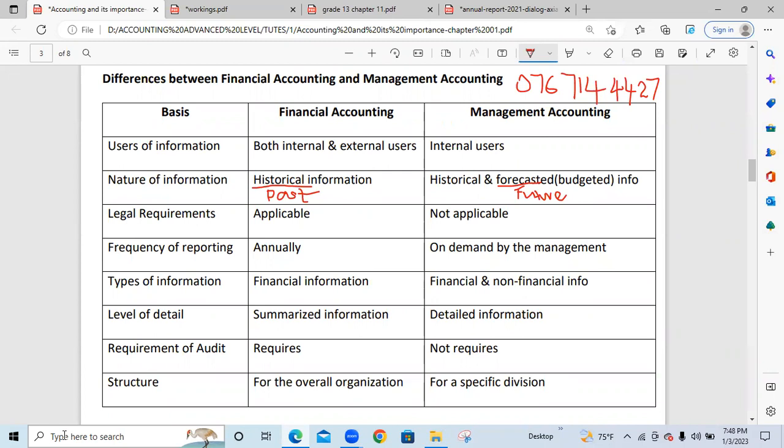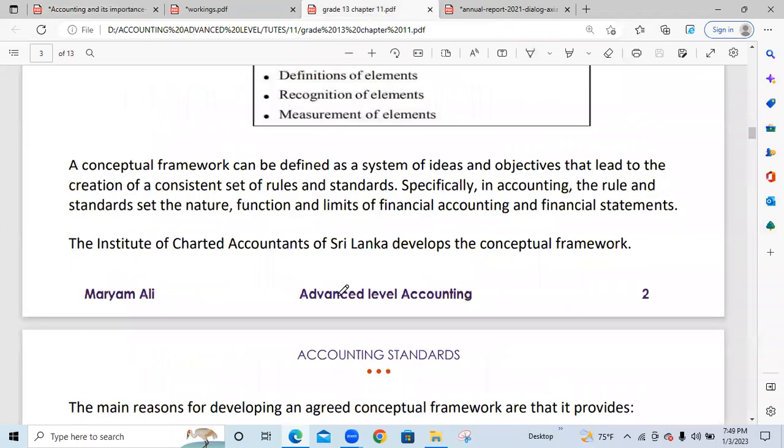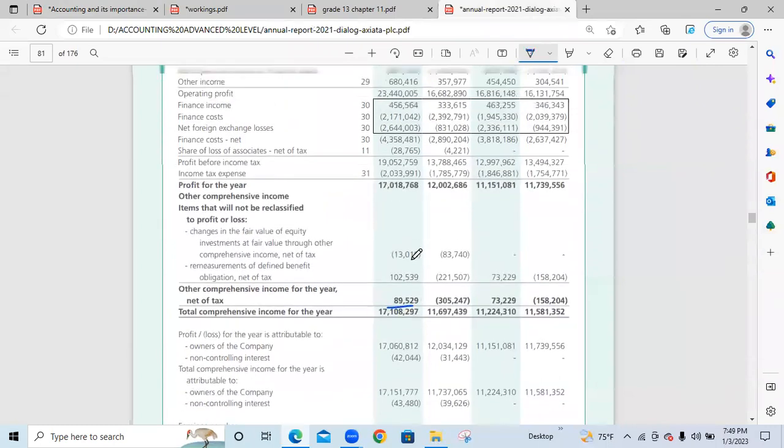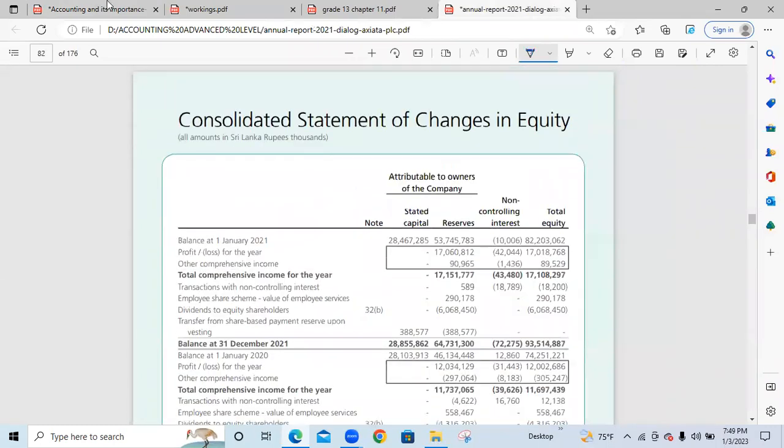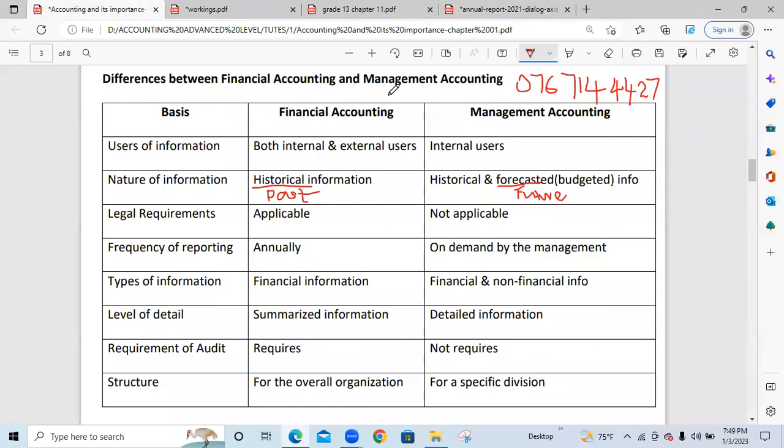Understood? But next one, guys, types of information, we did that in the definition itself. Financial accounting only provides financial information. Guys, see here, in terms of money terms, you will provide information. See, financial accounting information, while management accounting will provide both financial and non-financial. Financial and non-financial.